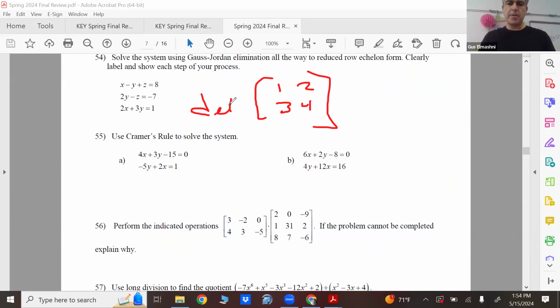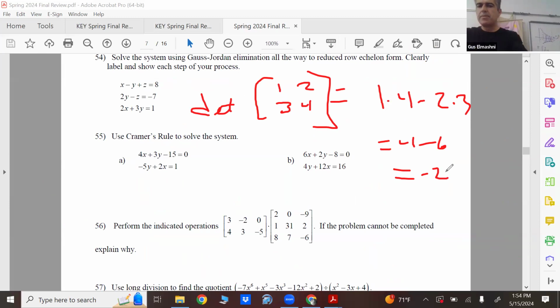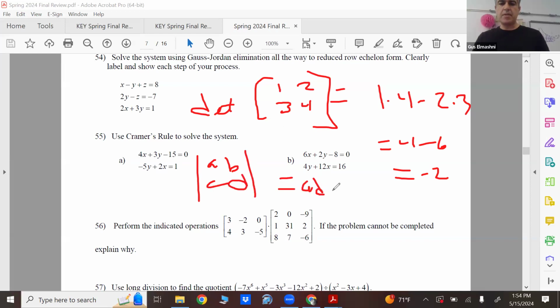Say I want to find the determinant of that. That's just 1 times 4 minus 2 times 3. So 4 minus 6, negative 2. That's all. Very simple. The formula goes like this. Sometimes it's written like this as well, with what look like absolute value symbols. Just AD minus BC. That's simple. That's all. So we're okay with that?